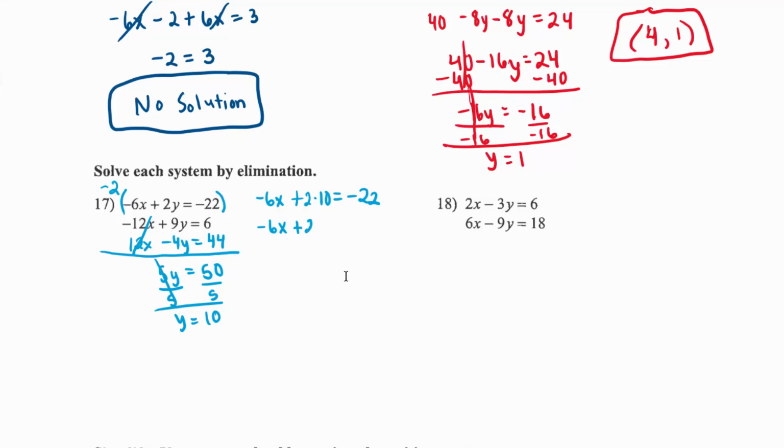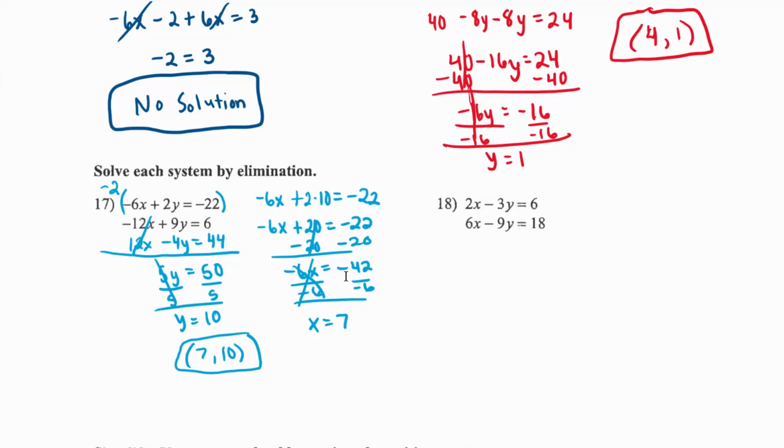2 times 10 is 20. That's the first thing we want to do. And then we want to subtract that 20 over to the other side. Negative 22 minus 20 is negative 42. And then I want to divide by negative 6. So x equals 7. That means my answer here is 7, 10.